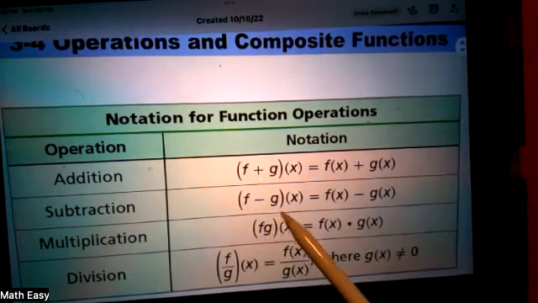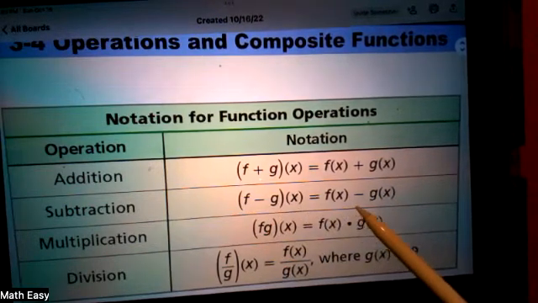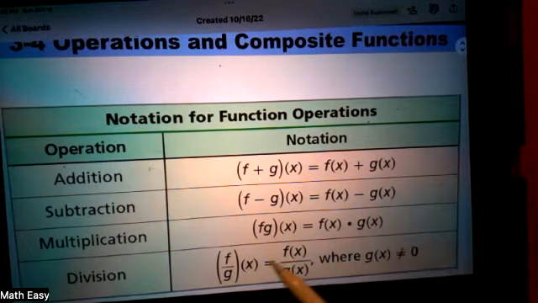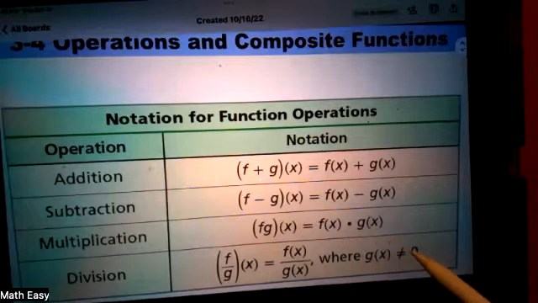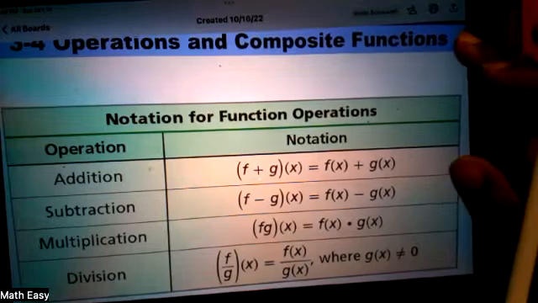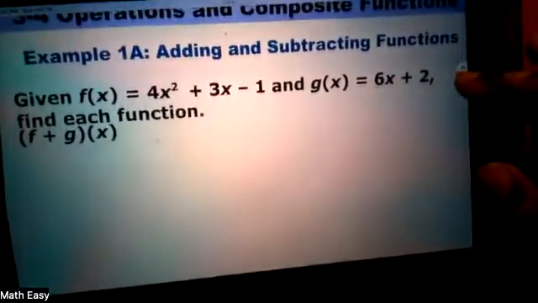f minus g of x is equal to f of x minus g of x. f times g of x is equal to f of x times g of x. And f divided by g of x is f of x divided by g of x. And note that g of x, or your denominator, is not equal to 0. Now, we have some examples.